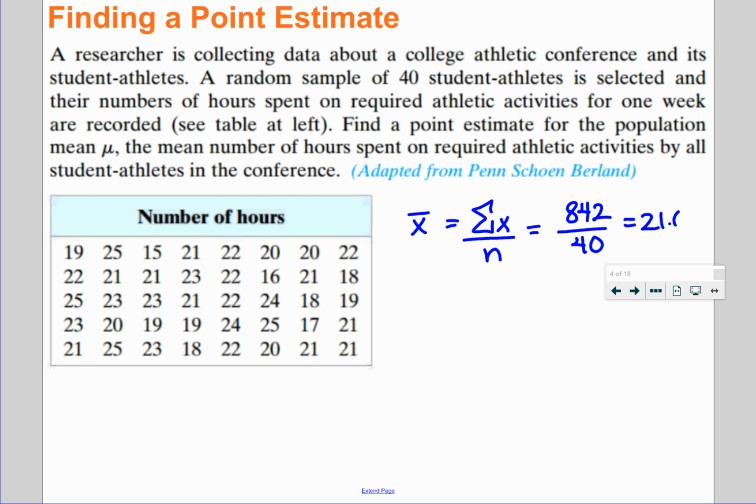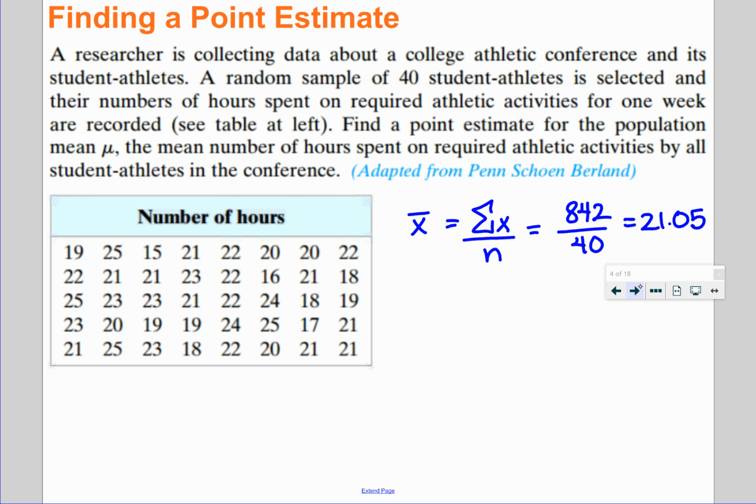Our point estimate, which we can then use to figure out how close we are to the actual population mean, is approximately 21.05. Okay, so something you already know how to do. We're just calling it something new now. Any questions so far?